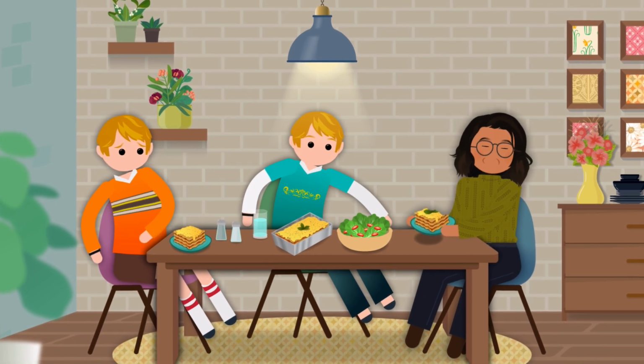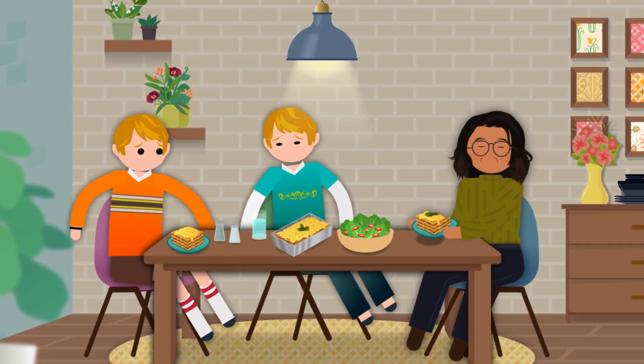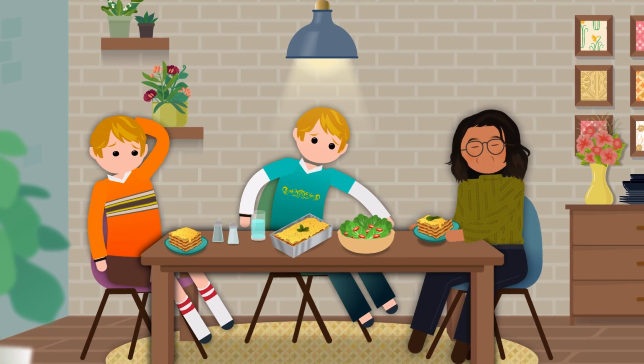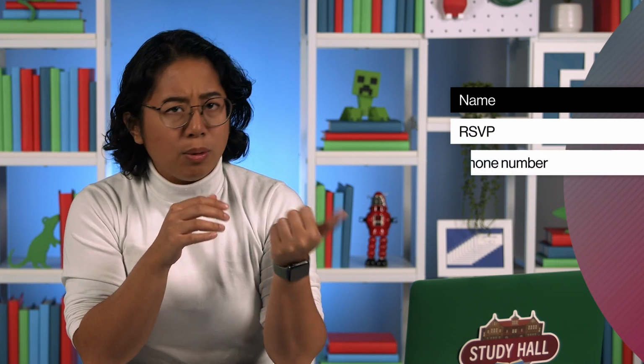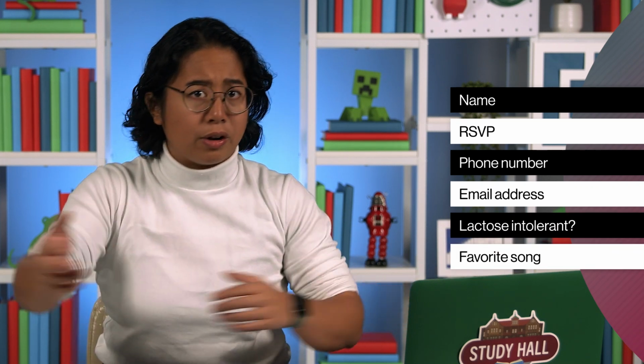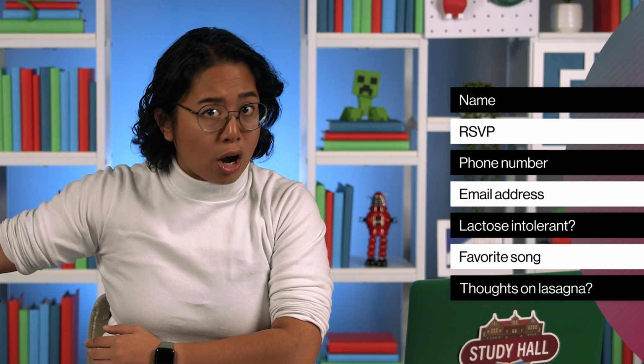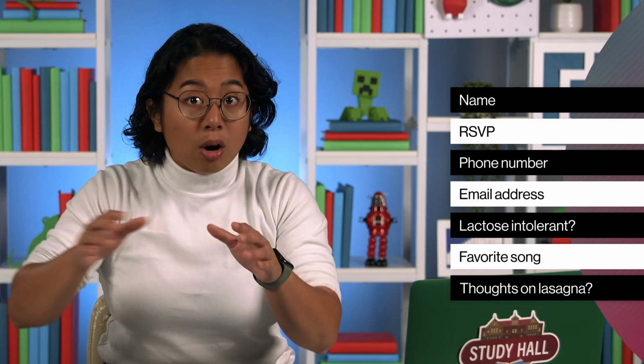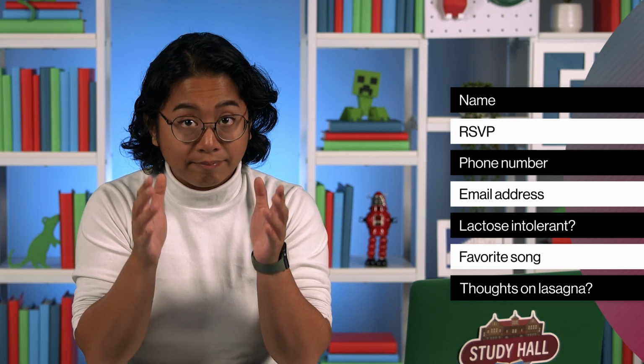But regardless of the shindig, it's going to have a guest list, and somehow you are going to need to keep track of it. Sure, you need the names of who's invited and whether they RSVP'd, but you might also need their phone number, email address, meal choice, whether or not they're lactose intolerant, favorite song, whether they're bringing a +1, their thoughts on lasagna, so you know whether or not to disinvite them. The list goes on. Party planning isn't easy.